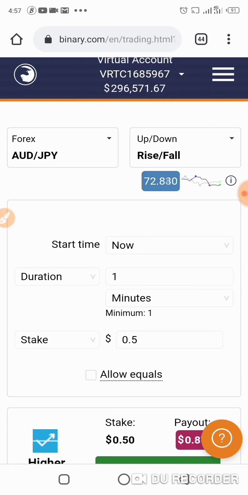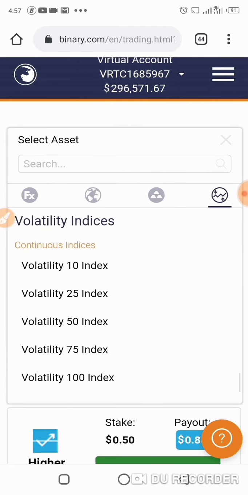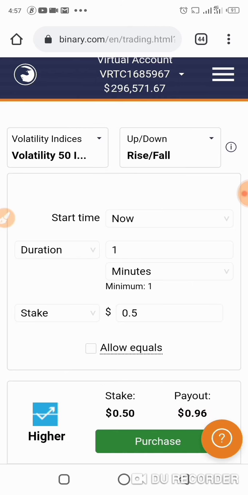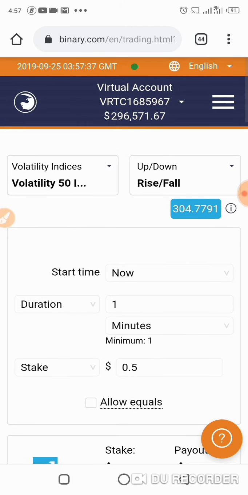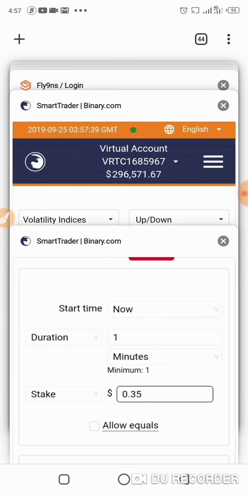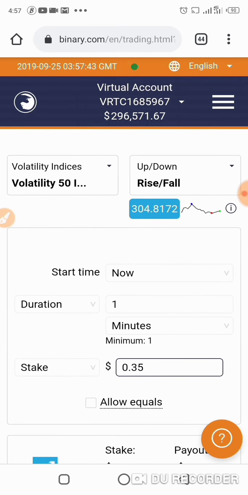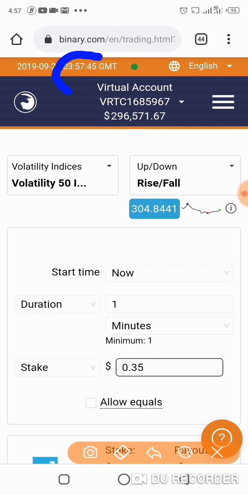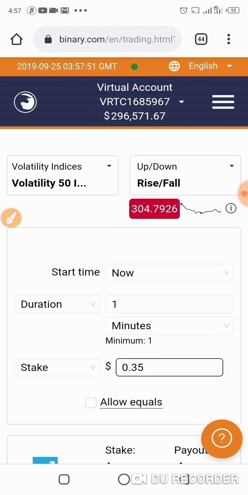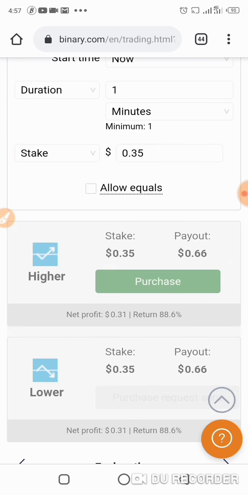So I'll go to index 50 back. Still on the 1 minute, here is 0.5, and next here is 0.35, also on index 50. In order to place a trade, I will be watching my time. Immediately I get to 58 seconds, I will place a sell trade so that the trade activates when the next candlestick is forming.